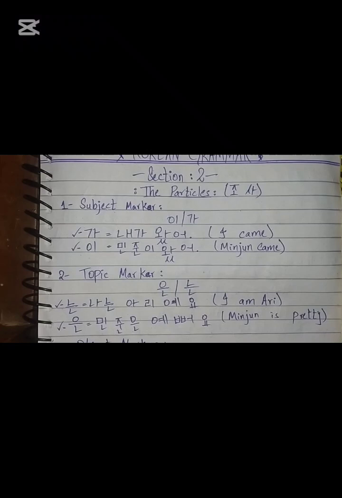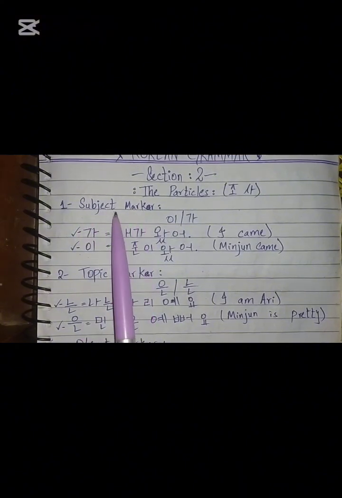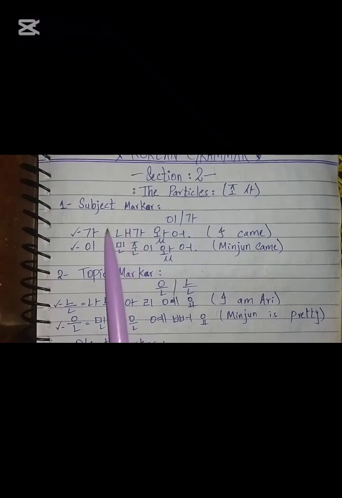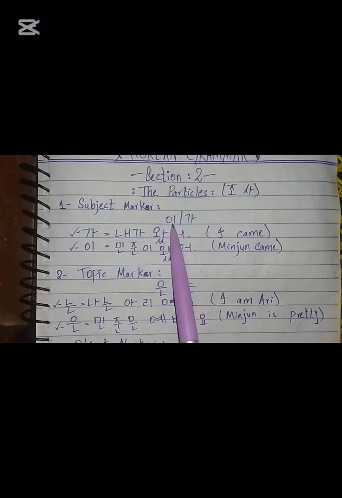Okay, so in the particles, the number 1 particle we have is the subject marker. Even though I have explained it in my previous video, we're just going to revise it, okay? The subject marker is the number 1 particle, which is very, very important. The subject markers are 이 and 가. They are the 2 subject markers.